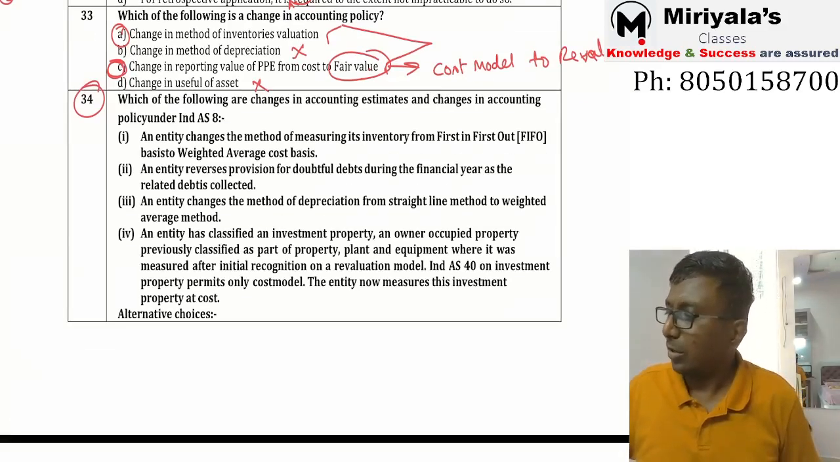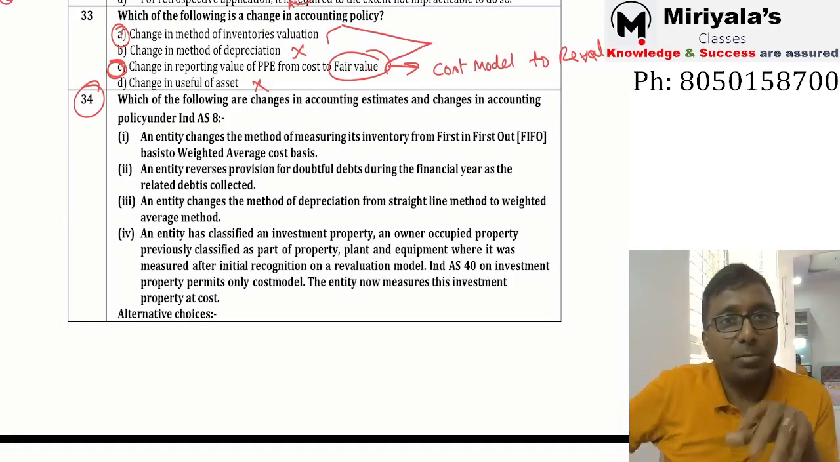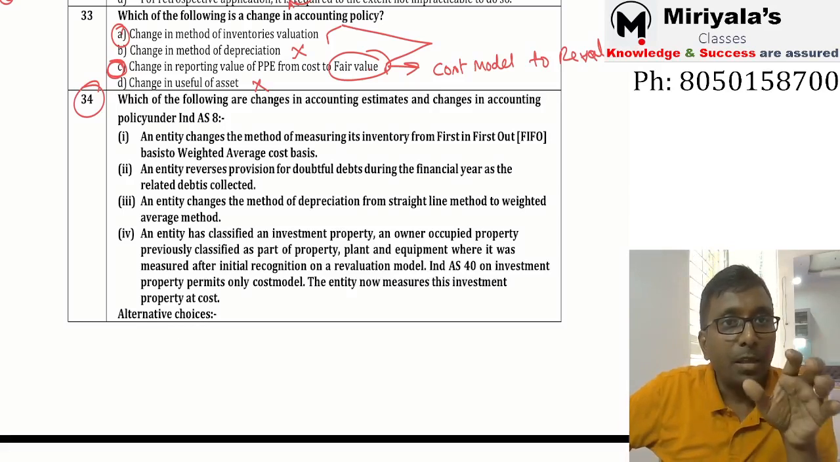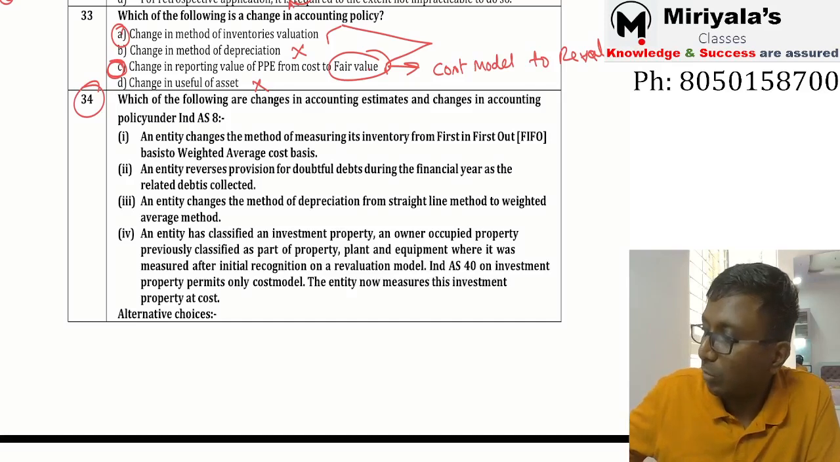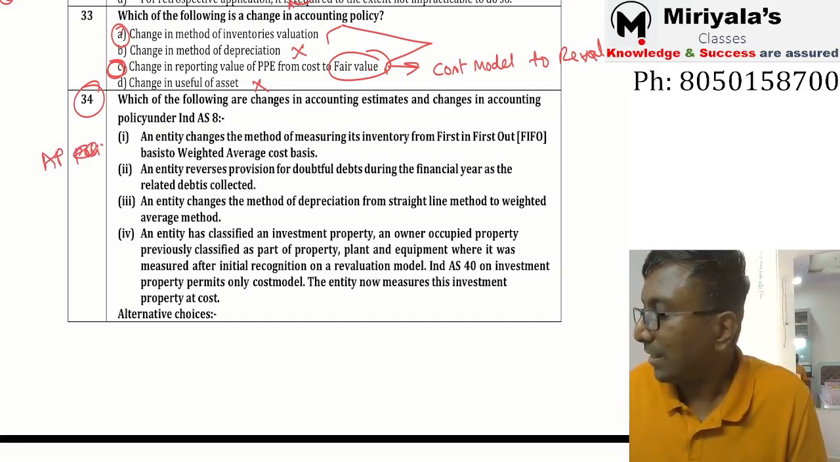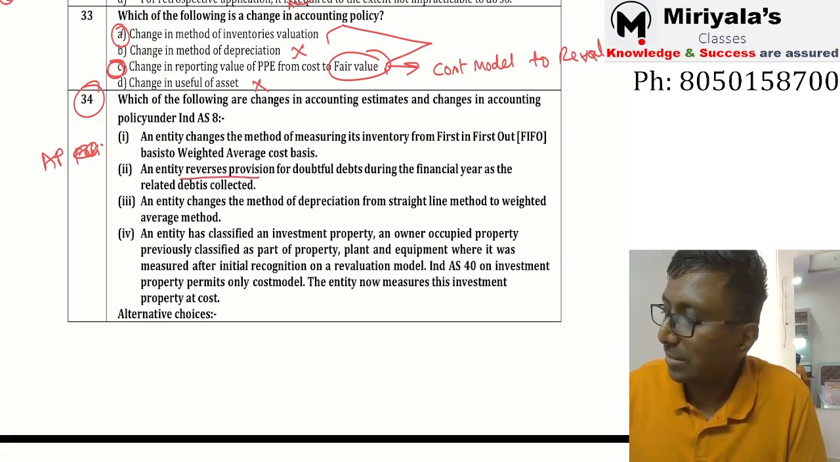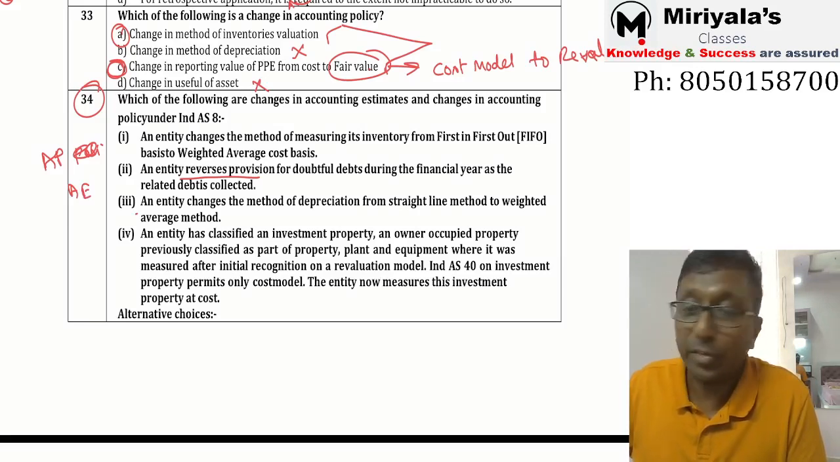Yes, 34. We are left with hardly 5 or 6 more questions. Let's clear it. Which of the following are changes in accounting estimates and changes in accounting policy? We are supposed to give the choice, right? You answer one by one. The change from FIFO method to weighted average method. What is it? Just now I spoke. This is a change in accounting policy. Yes, AP. An entity reverses the provision for doubtful debts during the financial year. This is an accounting estimate. Yes, AE. An entity changes the method of depreciation from straight line to WDV method.